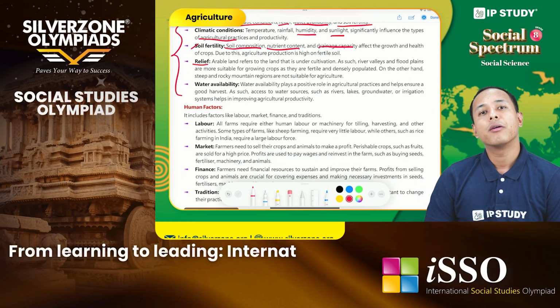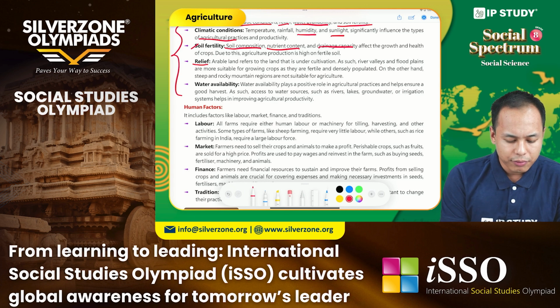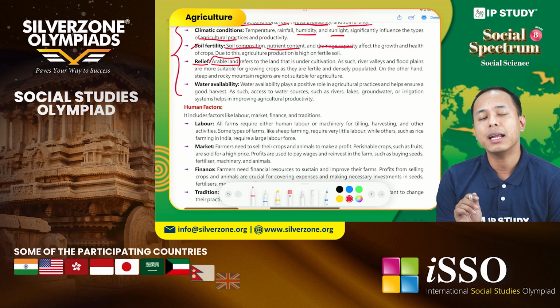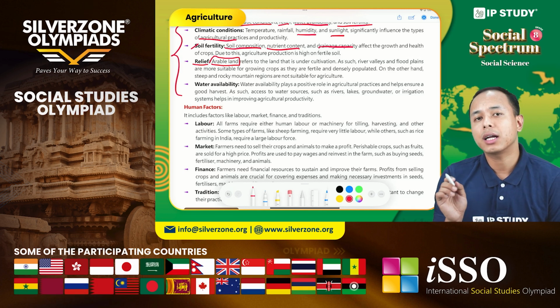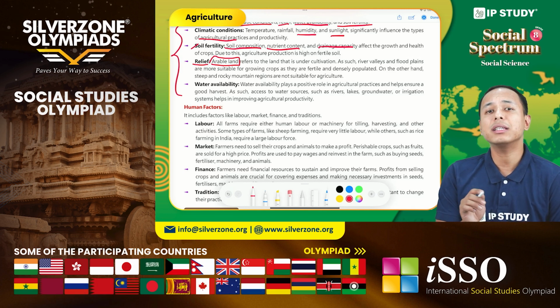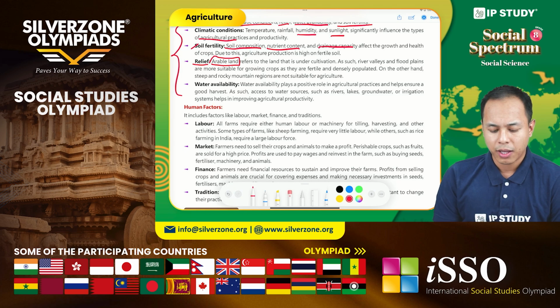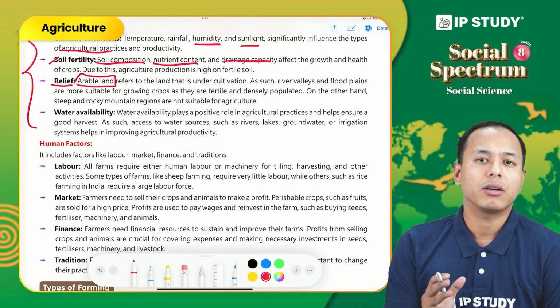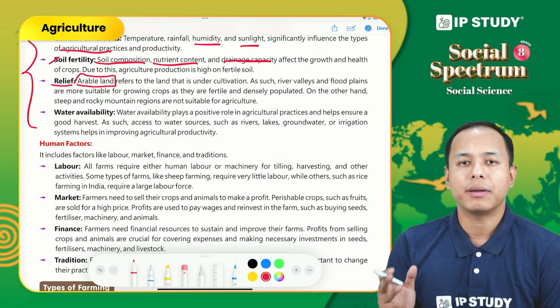Relief. While discussing relief, we have to understand what is arable land. So what is arable land? Arable land refers to that particular land or area which is under cultivation. Okay, so arable land means land that is under cultivation. So we see mostly the river valleys or river banks or floodplain.